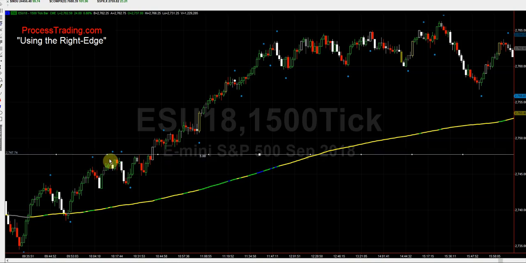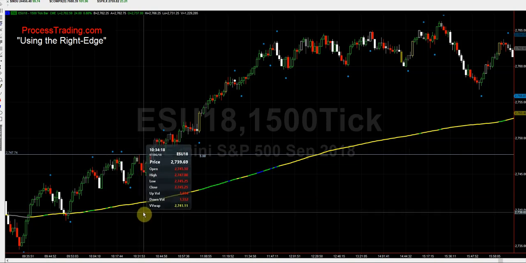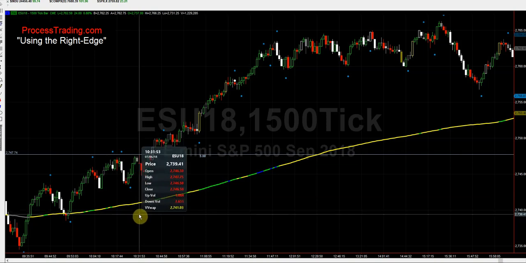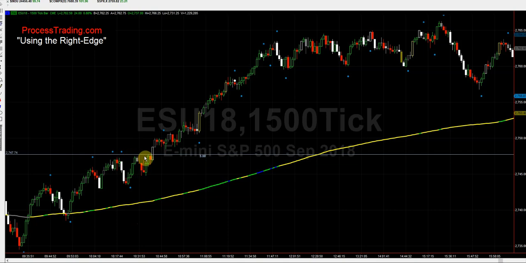47.75. That's where we would place our order, right there. Let me see if this went up there. That just went up to 47. So we wouldn't have got filled until this bar right here. We would have got filled right there. And as you can see, from that point on, it just takes off and goes up and up. So that's where we would have got filled with that timing alert dot.